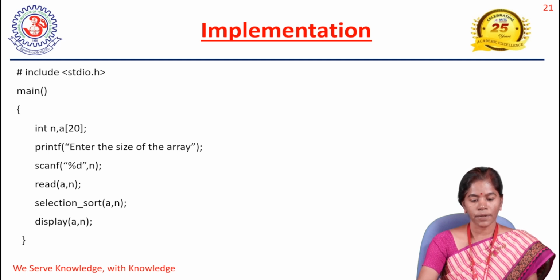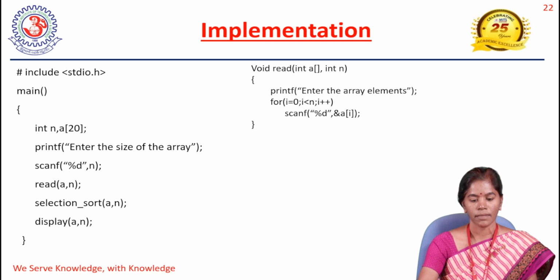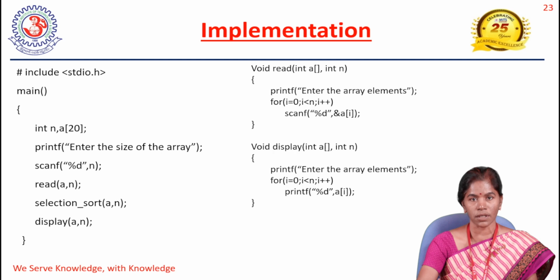In the main program, first we read the size of the array, nothing but the number of elements to be sorted. Then we call the read function to read all the array elements. Then the selection sort function is called to sort the entire list. We call the display function to display the sorted sequence.